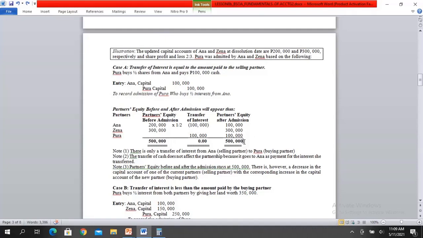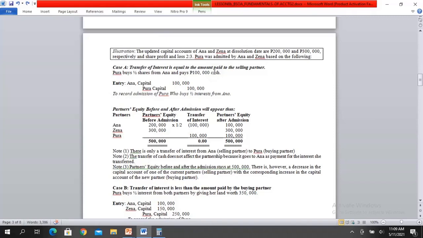Bakit? Kasi 100,000 na cash na to na binayaran ni Pura, hindi yun napunta sa partnership. Napunta ito mismo kay Ana. Sa personal na cash ni Ana, hindi sa cash ng partnership. Ayan. So, let's take a look dun sa note. Sabi dyan, there is only a transfer of interest from Ana, a selling partner, to Pura, a buying partner. So, transfer lang niya yung interest niya ni Ana kay Pura. So, walang nagbago. So, the transfer of cash does not affect the partnership because it goes to Ana as payment for the interest she transferred.